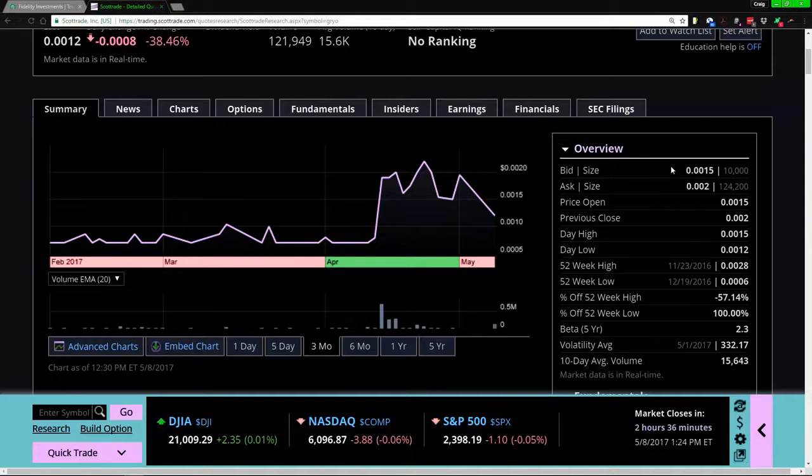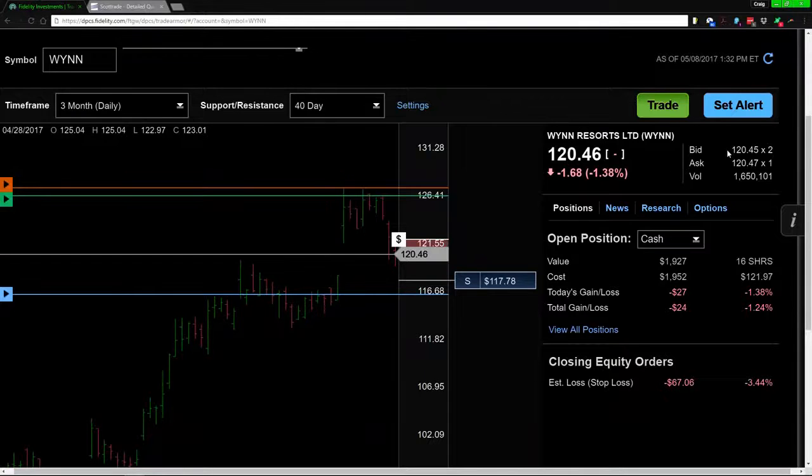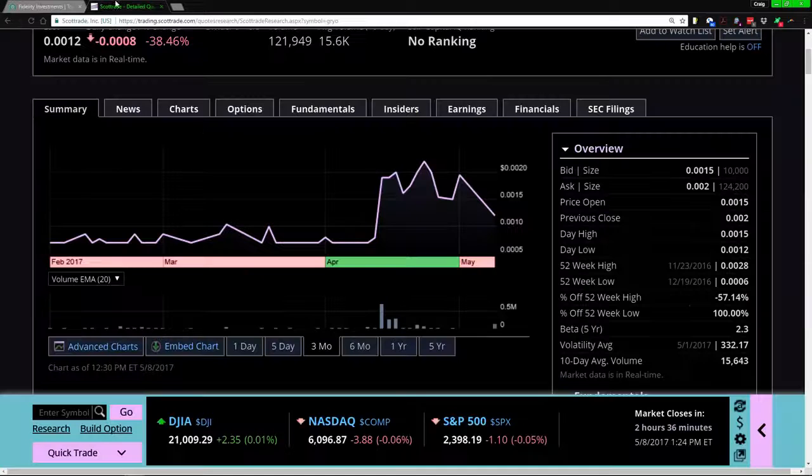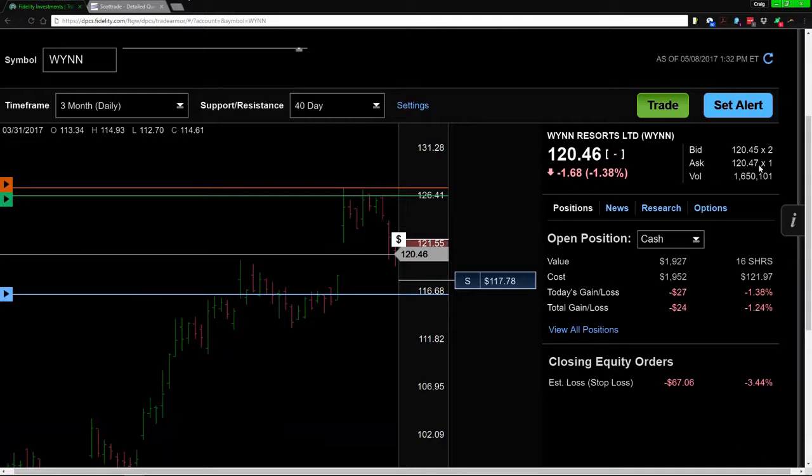And if you own it and you want to sell it right now, then you need to sell it at 0.0015 cents per share. Same thing with this, you can only sell it at 120.45 cents per share. And that's selling it right now, not on some future date, because this will obviously go up. The bid is always smaller than the ask, so that's fairly important to note.